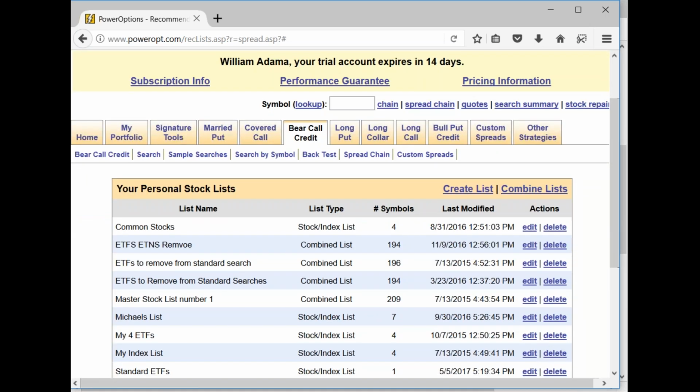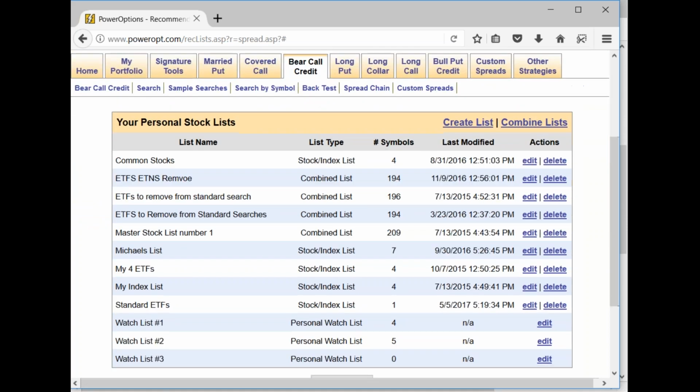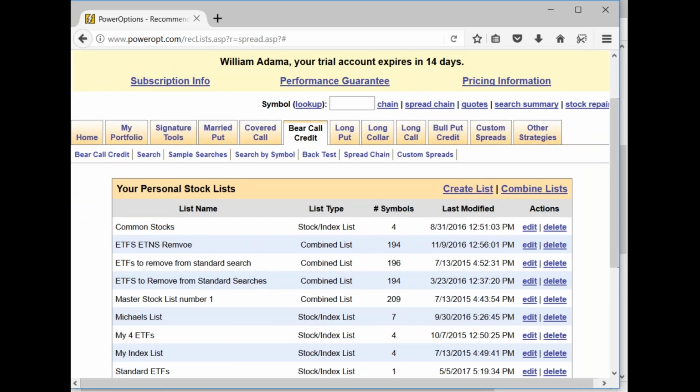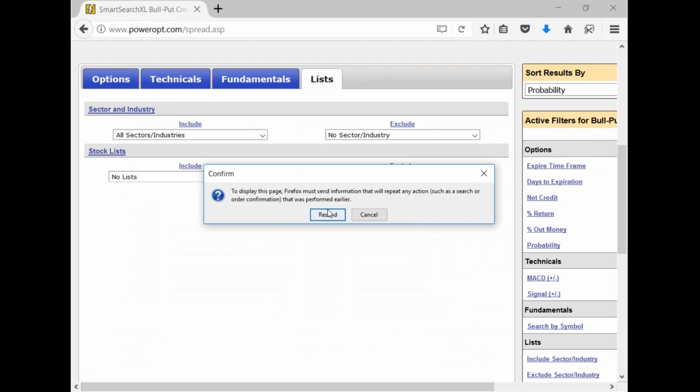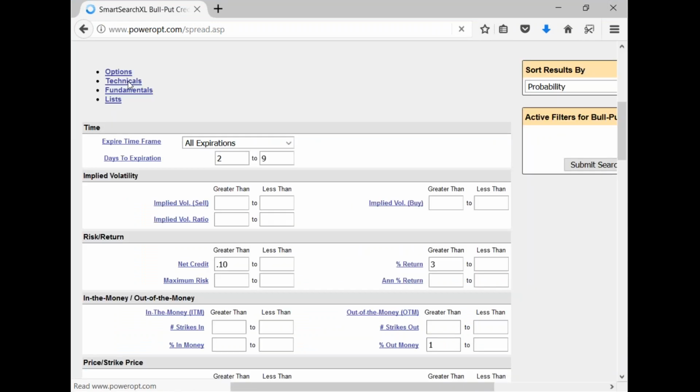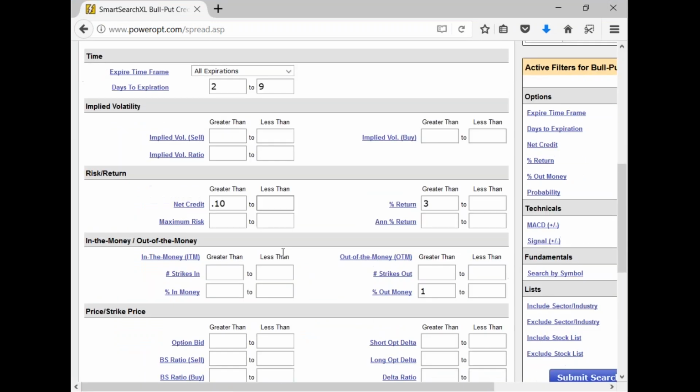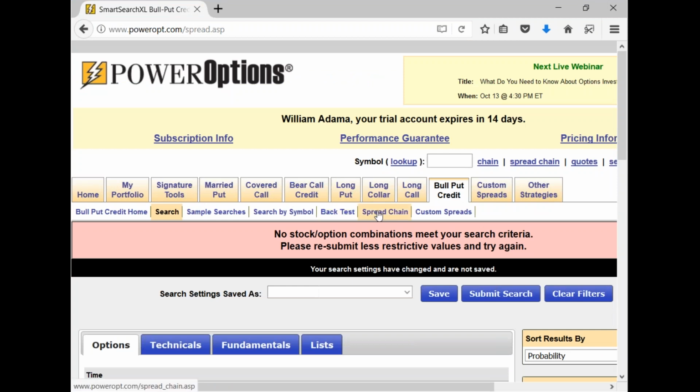If you're doing spread trades in this fashion, and I don't know what criteria you're using, but you're most likely looking for something that has a reasonable probability, range out of the money, and maybe a minimum net credit. If you're not happy with the functionality there, that every time you run a search, of course, it defaults to the options field, and then you have to change to fundamentals and then go back, maybe you should just use the spread chain.